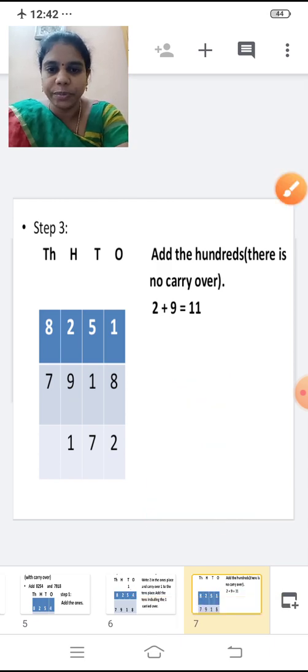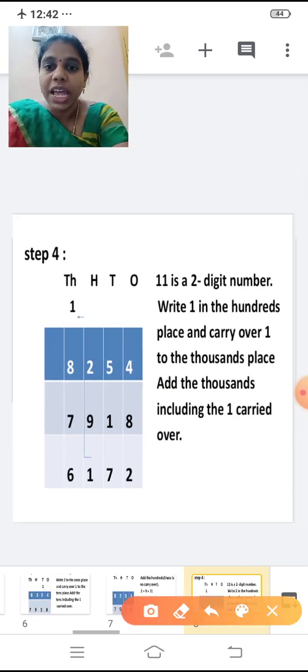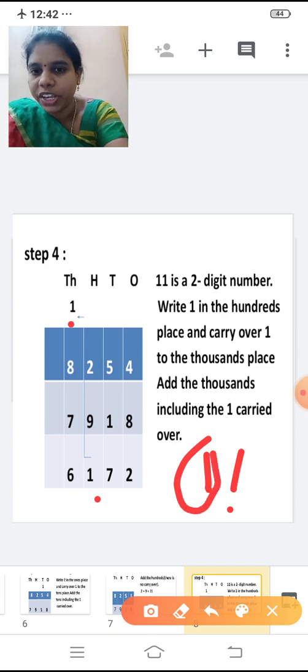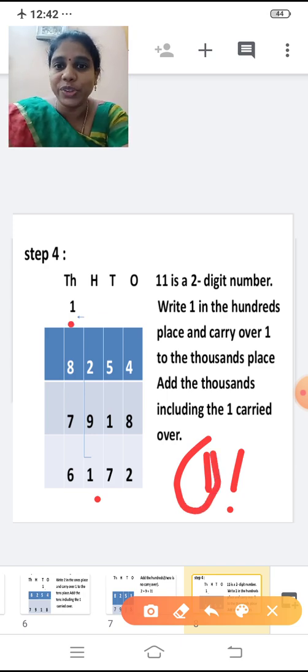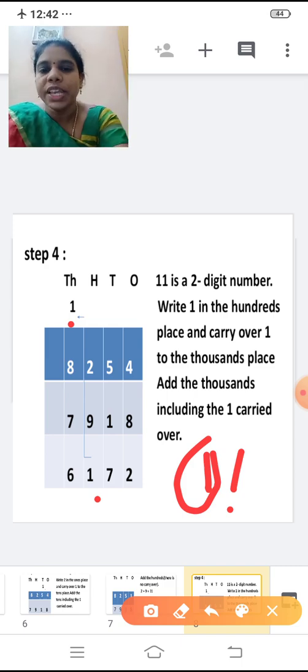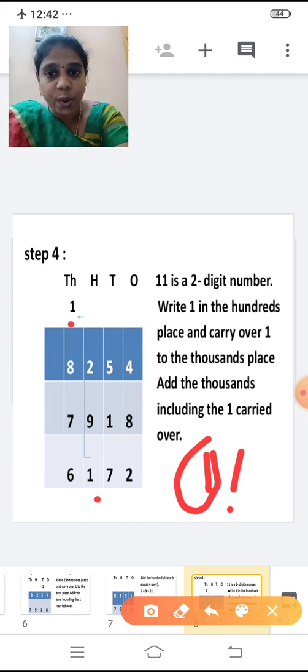Now we'll see. I've carried forward; 11 is a 2-digit number. So 1 I'm writing it here and this other 1 I'm carry forwarding to the thousands place. Now what are we going to do now? Shall we add the thousands place now? Yes. So first don't forget to add the carry over please.